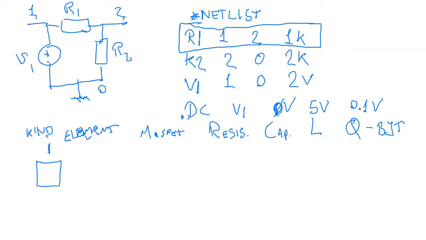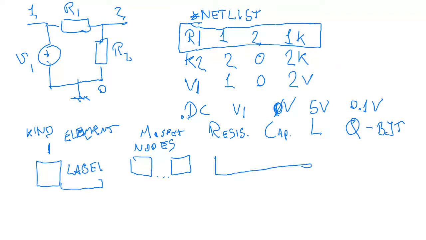Okay, then just after that, without a space, a label, which identifies the element. Okay, and then the topological description, nodes. It can be 1, 2, 3, whatever you need. And then other things that are the parameters.